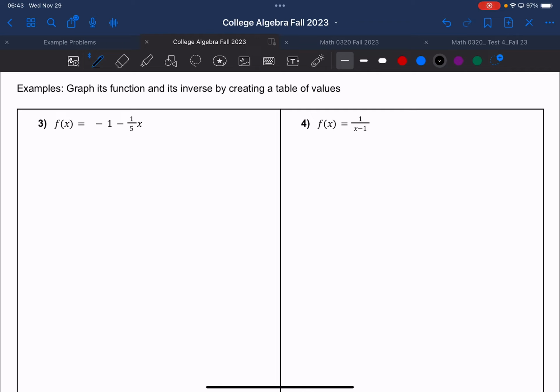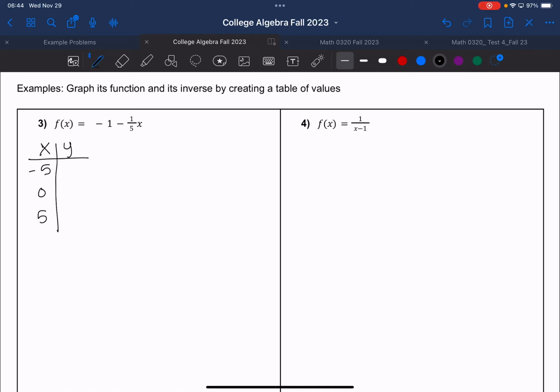Okay. So first we're creating a table for this function. And remember, when we're creating a table, it's best to choose some negative numbers, 0, and some positive numbers. So for this one, I'm just going to choose -5, 0, +5. And your numbers could be different. Okay, so I'm just trying to find some points here.